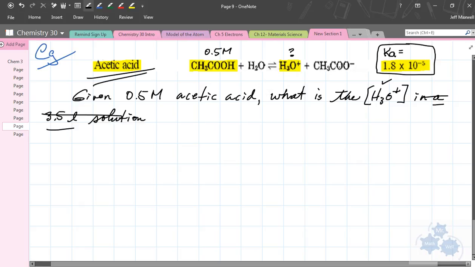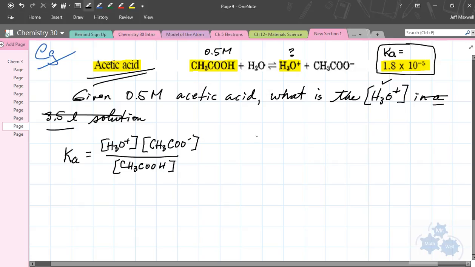So the Ka, okay, the Ka expression, let's write that out first. So the Ka is going to be the concentration of H3O plus times the concentration of CH3COO minus all over the concentration of the original acetic acid. Now, is this balanced? Okay, it looks balanced, so these are all ones here. Okay, so we don't need to add any exponents there, just exponents of 1.